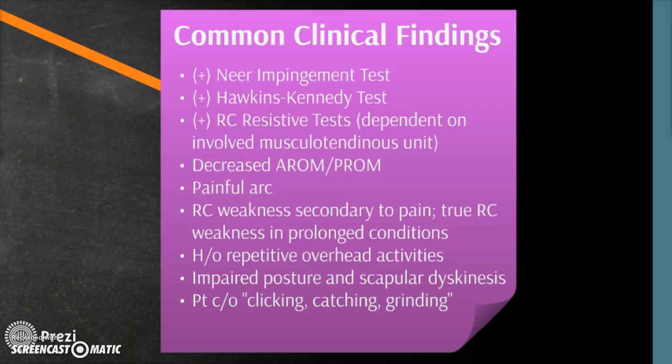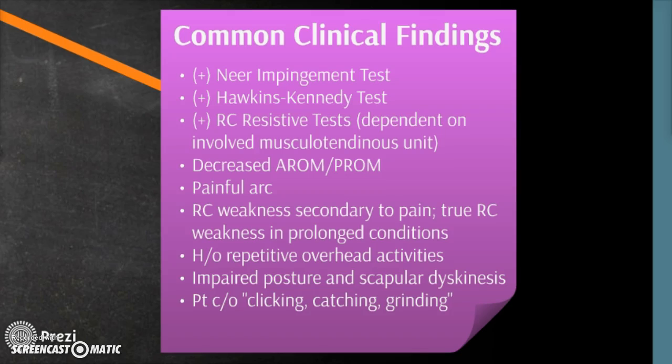Listed below are some of the more common findings of individuals presenting with primary shoulder impingement. You often see positive Neer and Hawkins-Kennedy impingement tests, as well as positive rotator cuff resistive tests dependent on the involved musculotendinous units. There'll be a decreased active and passive range of motion, as well as a painful arc between 60 and 120 degrees of glenohumeral elevation.